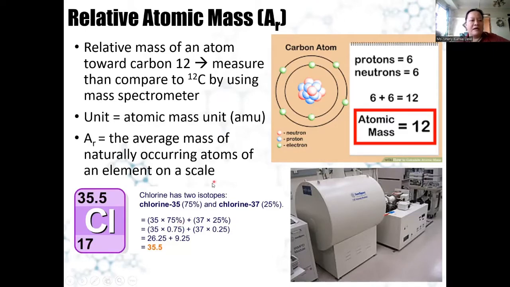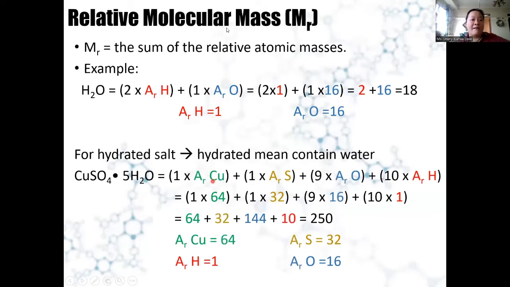Okay, the next one. Mr is the relative molecular mass of one compound. So you have to sum up, adding the amounts of its atoms. For example, H2O. For H, we know the Ar is 1. You can see it in the periodic table; there is the atomic mass there. And the Ar of O is 16.